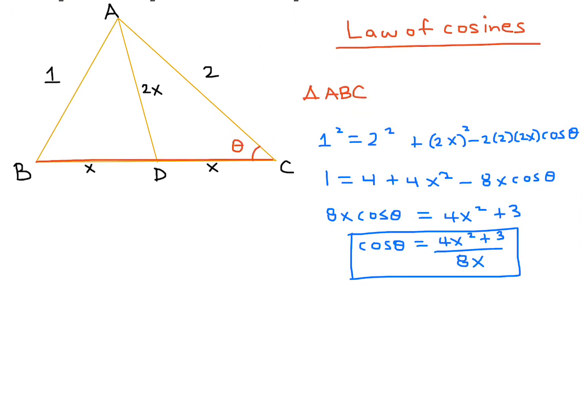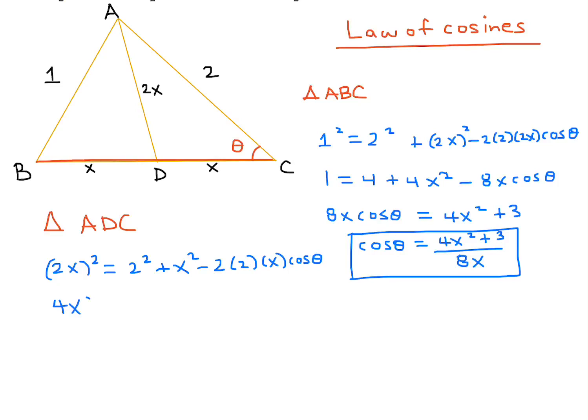Now we apply the law of cosines again, but this time we use a different triangle. We use triangle ADC. And in that triangle, we have 2x squared, that side, is equal to 2 squared, that side, plus x squared, like that, minus 2 times 2 times x cos theta. Okay? And now we can simplify. 4x squared is equal to 4 plus x squared minus 4x cos theta.